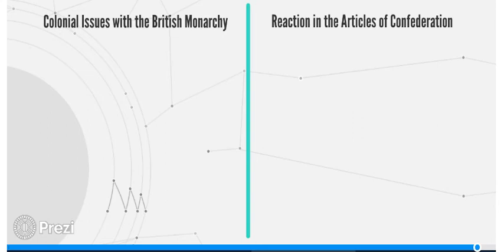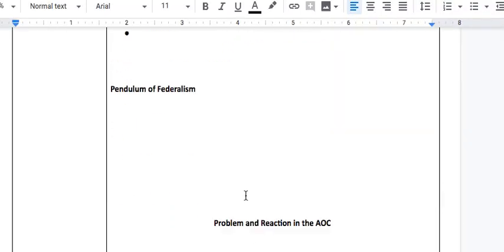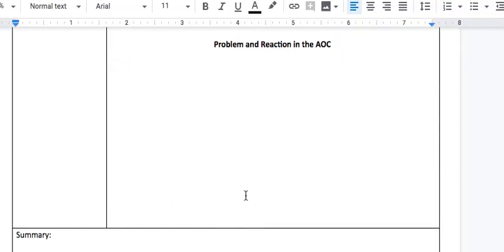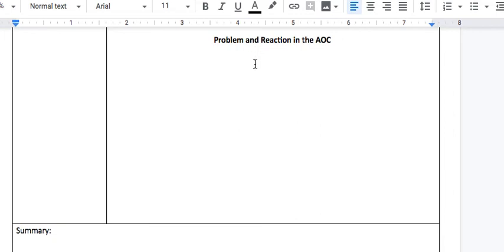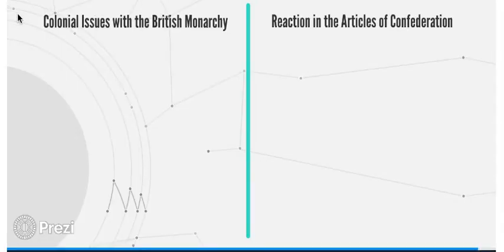All right, so on the left-hand side, there should be a T-chart on your note sheet. Okay, hold on just a second and I'll show you. All right, so under here where it says problem and reaction in the AOC on your note sheet, I want you to draw just a line down the middle here. So just a nice line, make a T-chart, and make sure you title it just like this. Okay, so your note sheet should end up looking like my screen right now when we're finished.